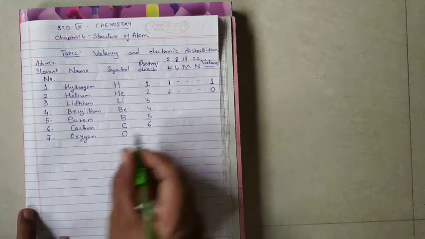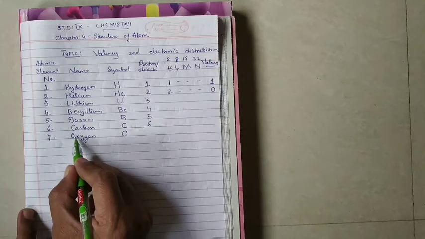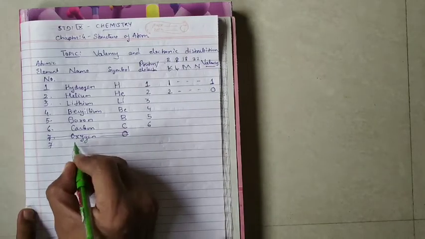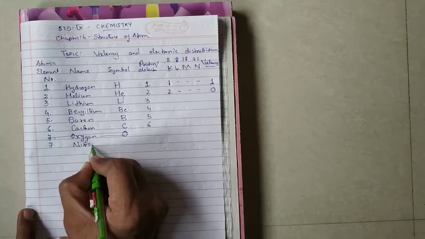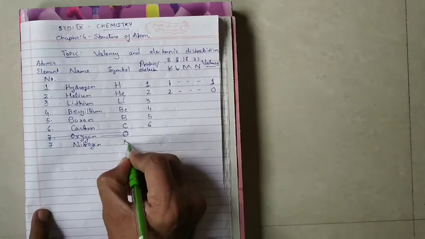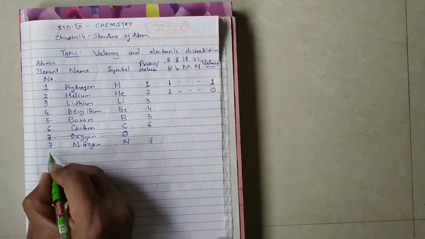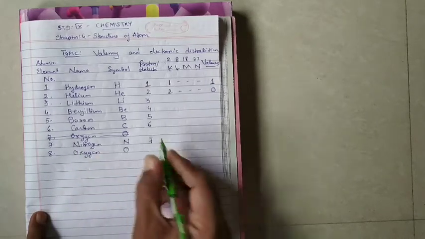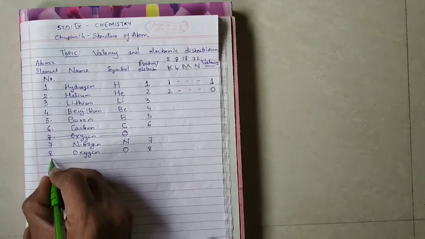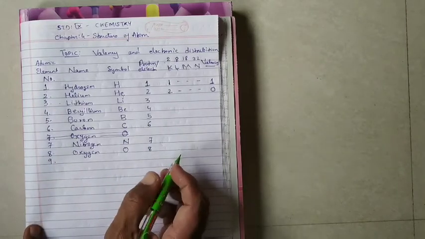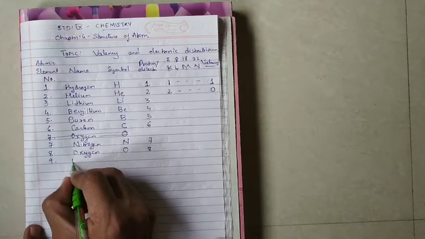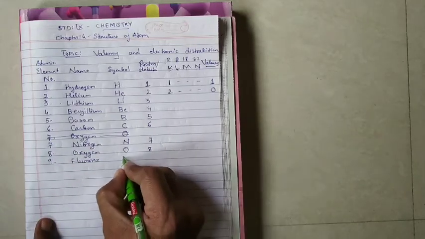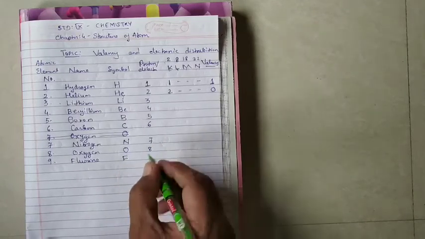Oxygen is number 7, I think that is wrong. Okay, number 7 is nitrogen, since oxygen is number 8. Nitrogen symbol is N and this is 7. Number 8 is oxygen, symbol O, protons 8. Number 9 is fluorine, symbol F. It is known as a halogen.